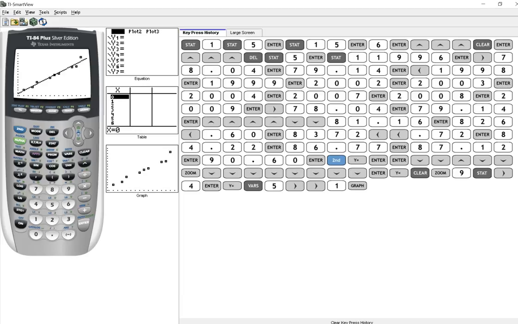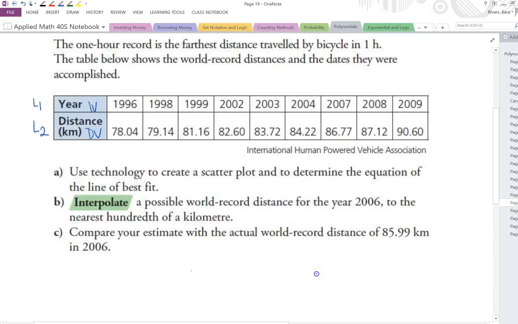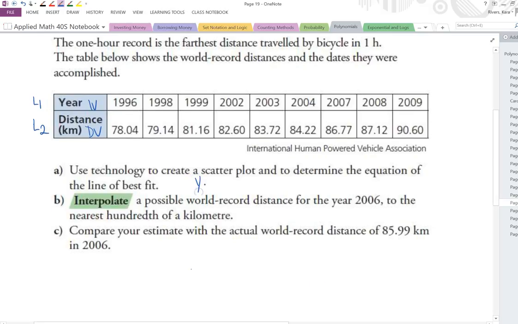Let's go back to our notes and reread what it is exactly that we're looking for here. So A says, use technology to create a scatter plot, determine the equation of the line of best fit. Looking at our calculator, we can see that the equation of the line of best fit was y equals 0.858x, because that was the a value, and then it was a negative b value, so instead of writing plus a negative value, I'm just going to put minus 1635.732. I'm rounding here, and that's right from my calculator.